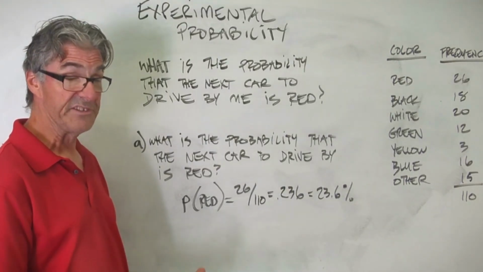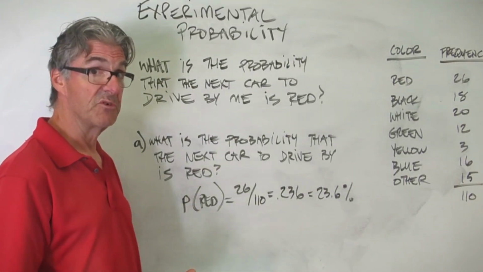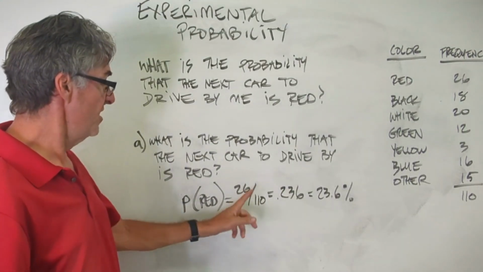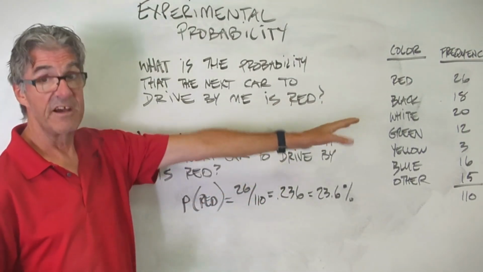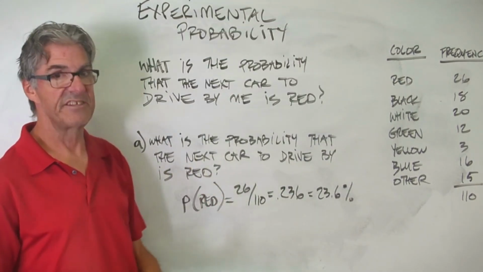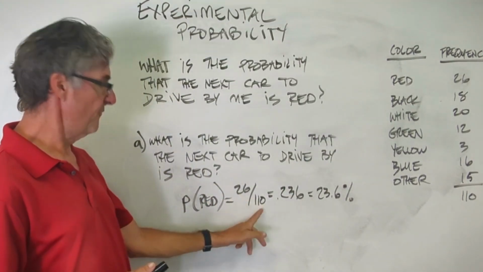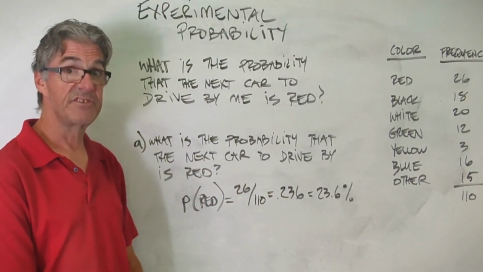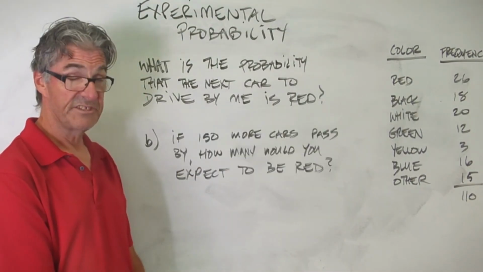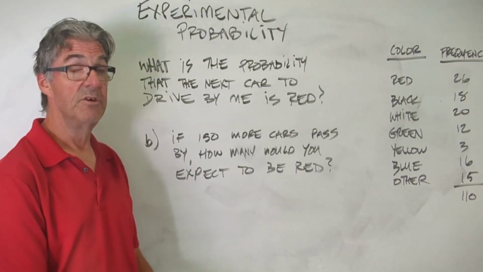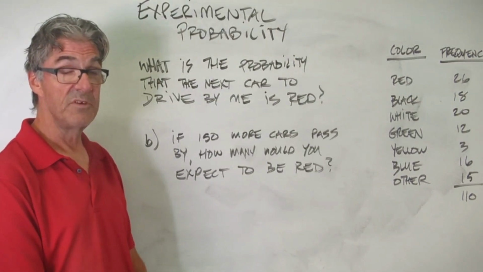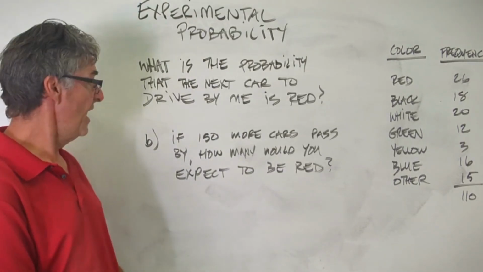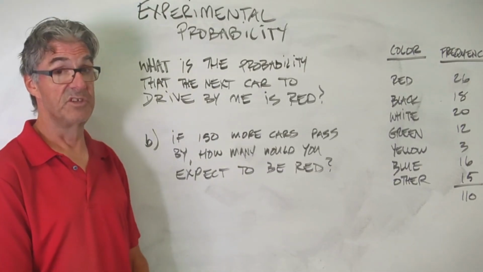So in this case, it's pretty straightforward. We just use the relative frequency to predict the probability that the next car will be red, because we know that 26 out of 110 cars in our data are red, so we're going to use that to say the next car has a 26 out of 110 chance, which is 0.236 or 23.6% chance of being red. All right, let's now do a calculation with expected value using experimental probability. So here's your question. If 150 more cars passed by, how many would you expect to be red?